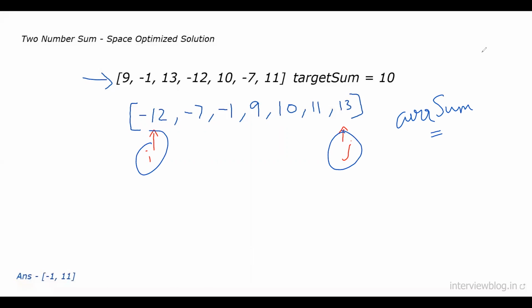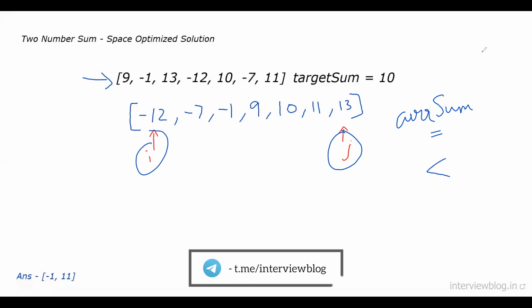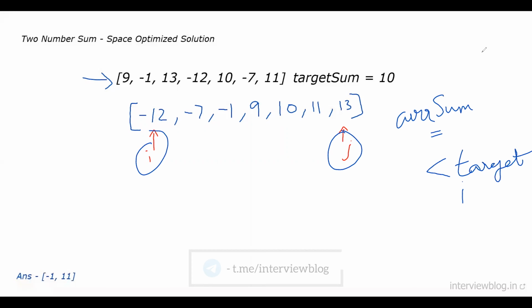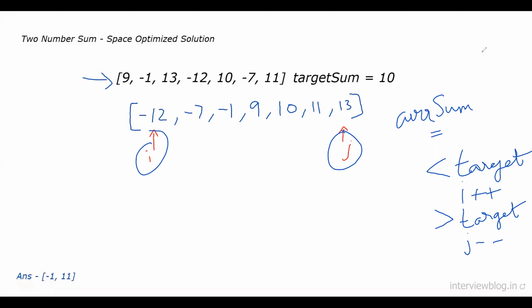So if my current sum is less than the target sum, in this case, I will be incrementing my ith pointer. If my current sum is greater than the target sum, in this case, I will be decrementing my jth pointer. If my current sum is equal to the target sum, in this case, we have found the pair of numbers, that is the elements that are pointed by the ith and jth pointers is our answer. So I will be returning that as the output.